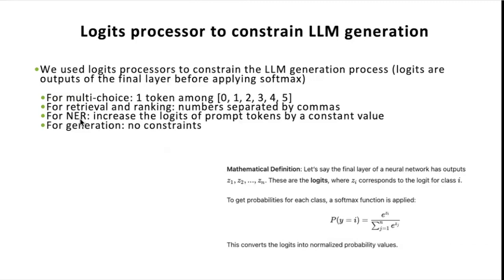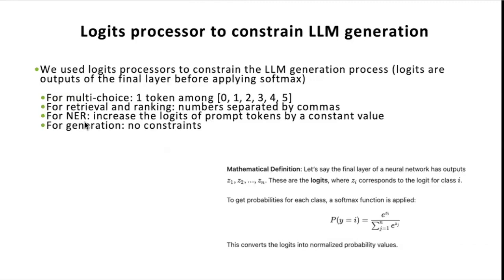And also for named entity recognition, because we know the named entity must exist in the prompt, like in the product description provided in the prompt, they increase the logits of the prompt tokens. Basically, the final output has a higher chance of picking tokens that already exist in the prompt, because it's named entity recognition, right?